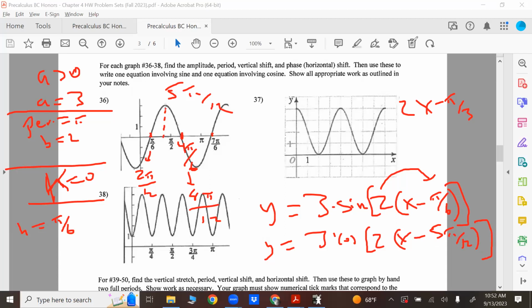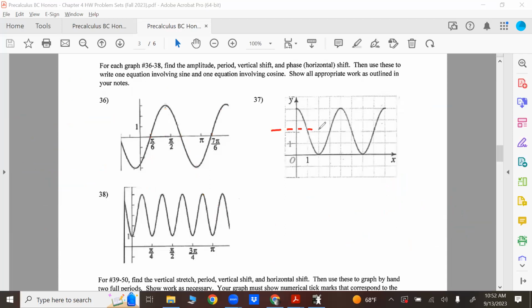All right, and the last one, 37. We'll do this one more quickly. What's A here, guys, for 37? A is 2. K is also 2. The period looks like it's going to be 1, 2, 3, 4. So the period's 4. So 2 pi over b equals 4. B has to be 1/2. No, pi over 2. Yeah, b is pi over 2.